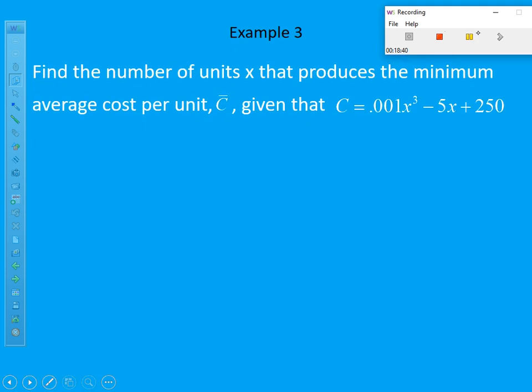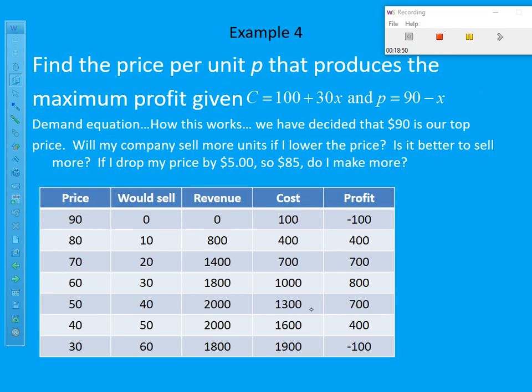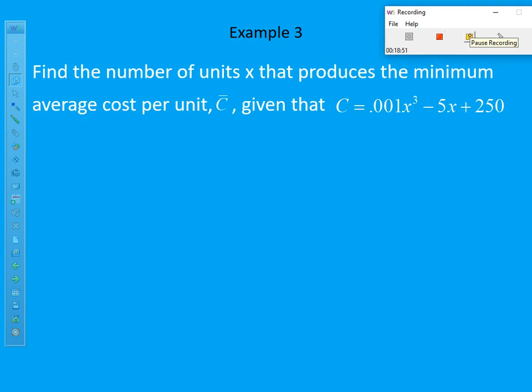Now, my example 3 is just like my example 2. I just wanted to remind you again, here comes average cost. Oops, jumping on me. So that way we could see the math portion of it again. So let's turn this thing into an average cost equation by dividing the cost equation by x. And if I do that, looks like I'm going to have 0.001 x squared minus 5 plus 250 over x.